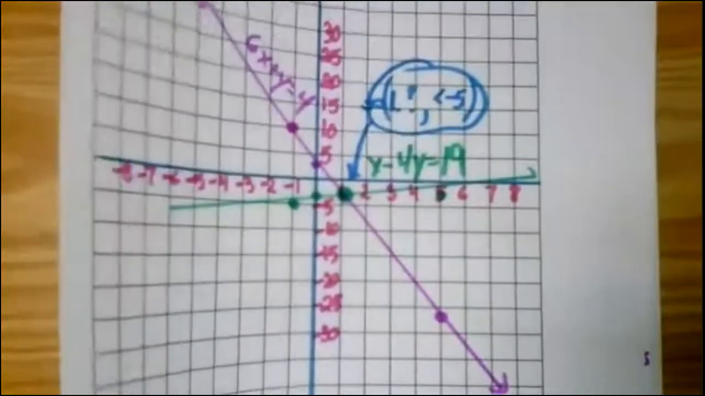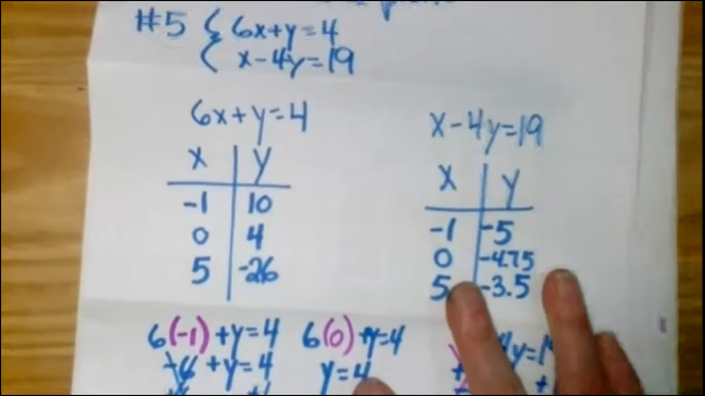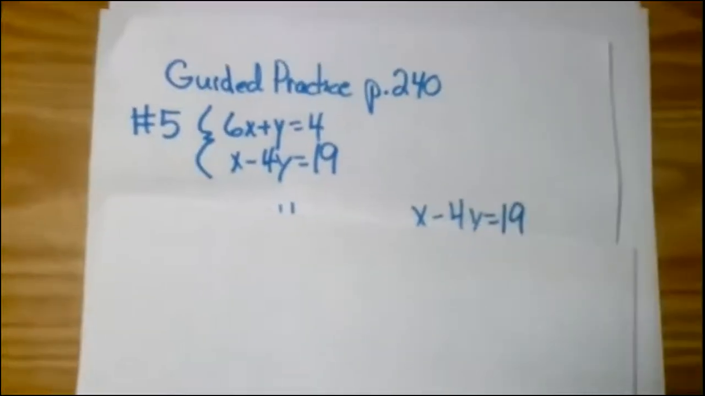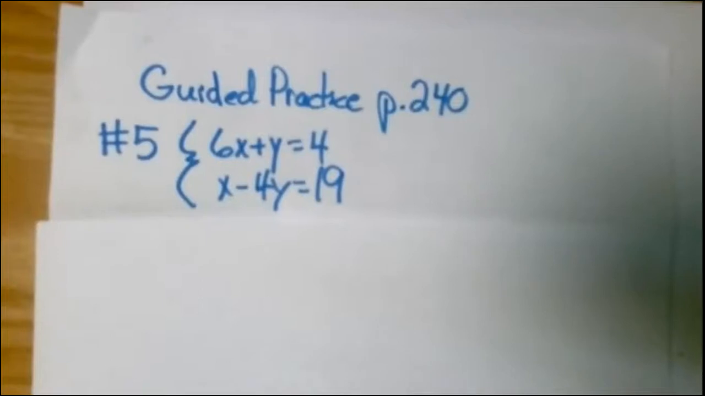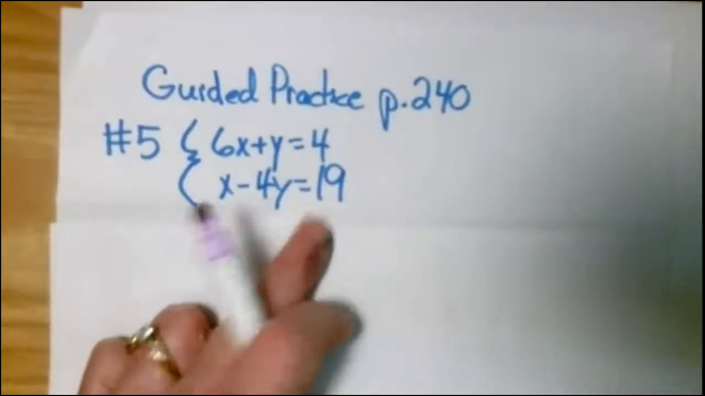So now let's go back to the problem. Oh, I folded it over. Okay, so here's our original problem, and we're going to use substitution to solve it. I'm just going to take a whole new piece of paper because that one is full. Let's solve it by substitution. So we have 6x plus y equals 4 and x minus 4y equals 19.